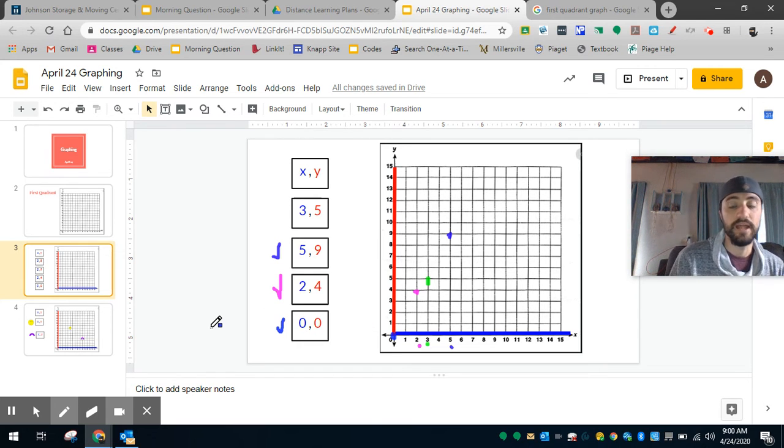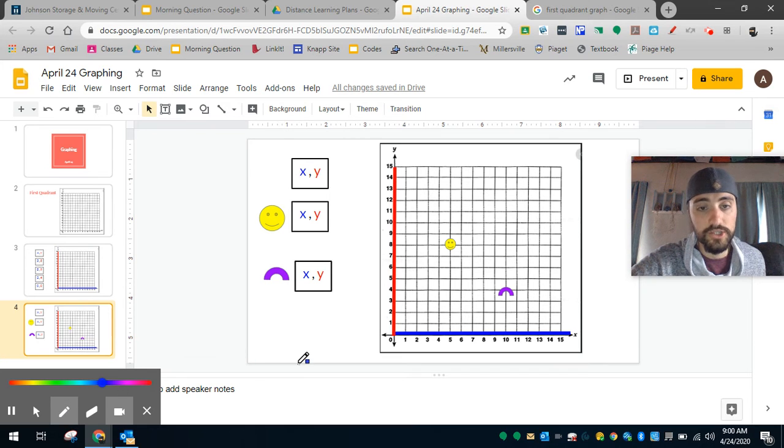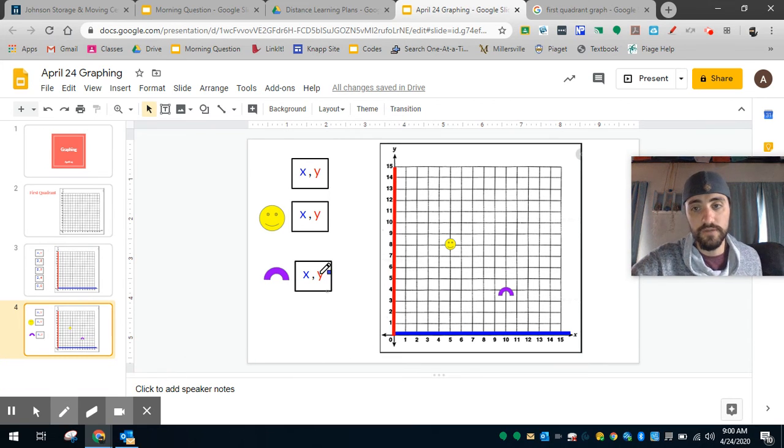Okay, now that we graph that way, let's go backwards. So now we are going to have to look at a spot on the graph and find what the ordered pair is. So let's do our smiley face first. Okay, so in our smiley face, we always look for our X number first. If I start at the origin, how far over do I have to get to the smiley face? Well, I go over to 5.